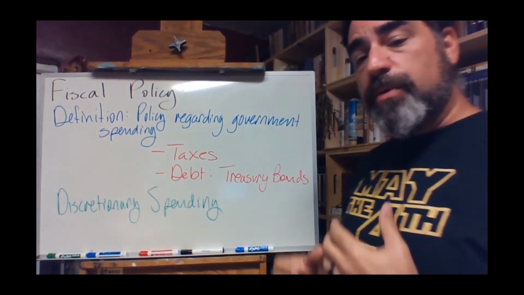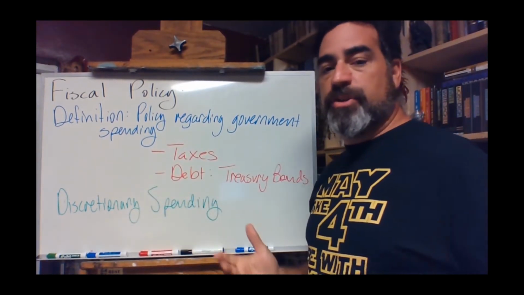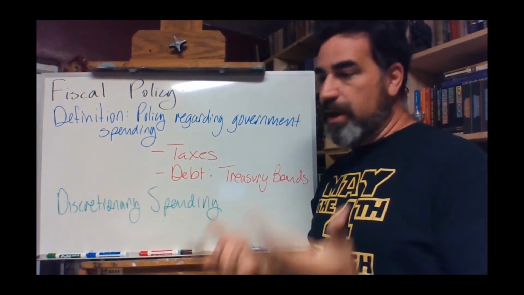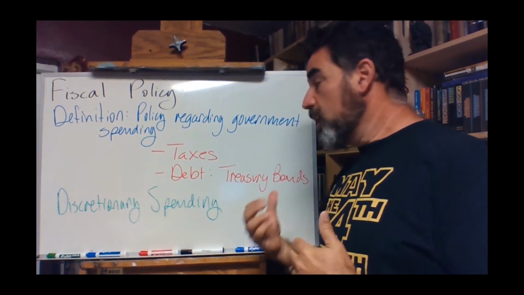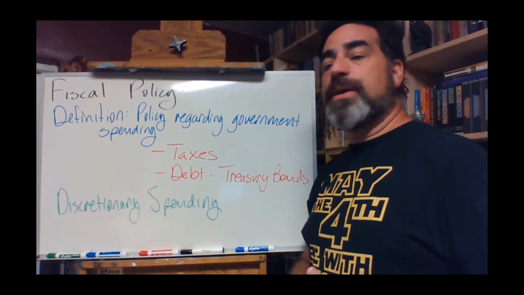So now, when we take a look at it, anybody can buy Treasury bonds. Pension plans tend to buy up a lot of Treasury bonds. And when the government needs a lot of debt infusion right now, they go to the Federal Reserve.